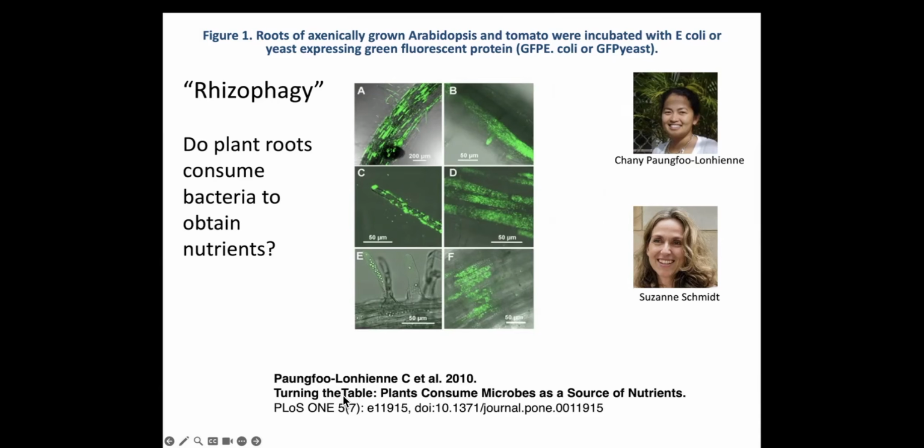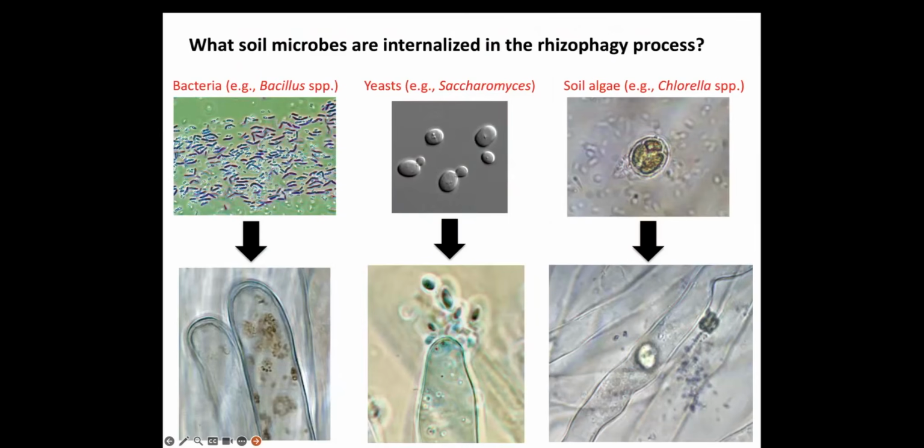This is in PLOS One, back in 2010. The title: Turning the Table, Plants Consume Microbes as a Source of Nutrients, as opposed to microbes consuming plants as a source of nutrients, right? Turn the table. This is what they described. And after they did it, we started looking at it.